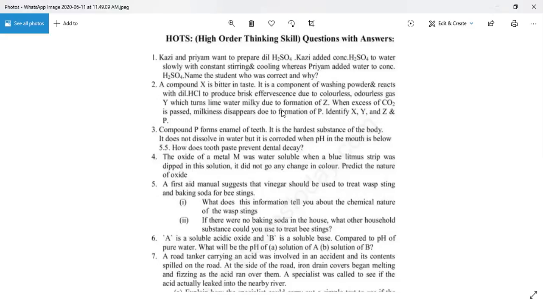Then the full process you have to explain. So when the mouth pH decreases below 5.5, this means the mouth is acidic. So toothpaste, being basic in nature, neutralizes the acid formed and prevents the reaction with the enamel and ultimately the decaying of tooth. Clear? Yes, ma'am.